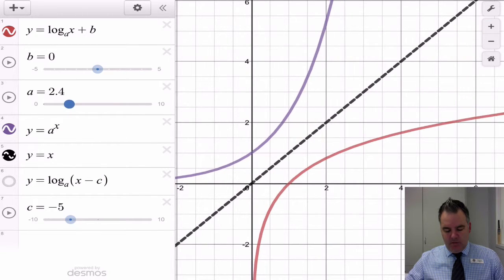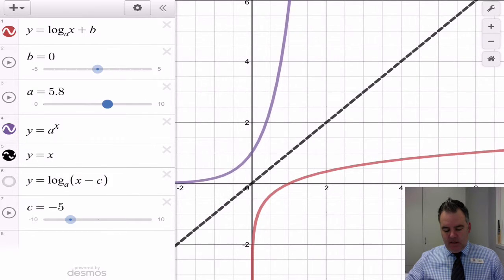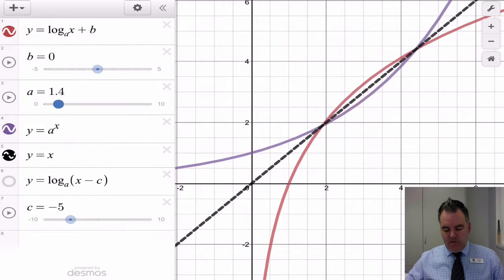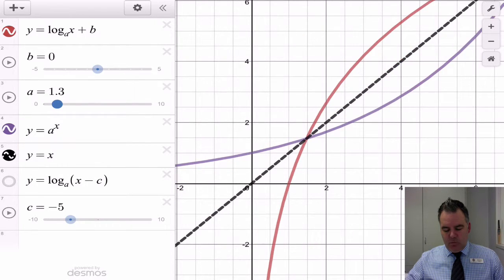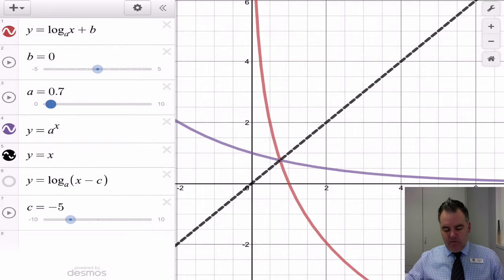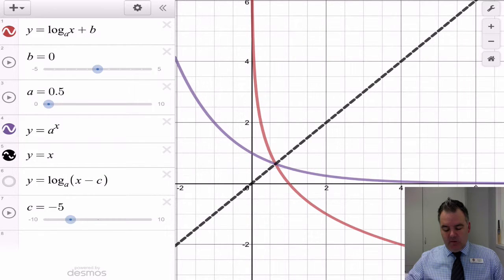Okay, there we go for bigger values of the base. So here's 3 to the power of x and log base 3 of x, and getting bigger. And then as we go closer there, there's 1.4, so there's some crossover there. There's 0.7 to the power of x, or log base 0.7, and there it is, log base 0.5 of x in red there. Okay.